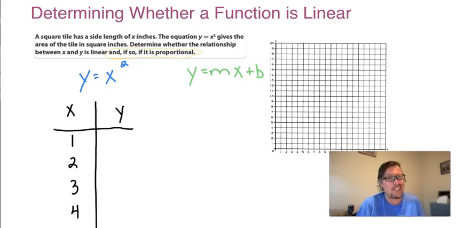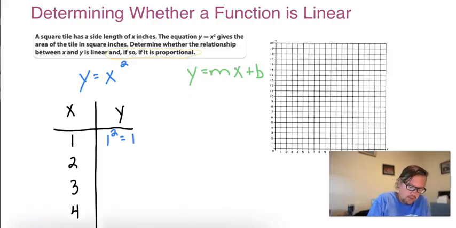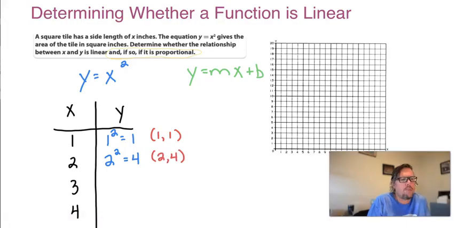So finding y is pretty easy because all we're going to do is take the value of x and square it. Okay, so if x is 1, then y is going to be 1 squared, x squared, and 1 times 1 is 1. So my first coordinate is going to be 1, 1. X is 1 and y is 1. Okay, let's look at the next one. X is 2, so y is going to be 2 squared. 2 times 2 is 4. So when x is 2, y is 4.